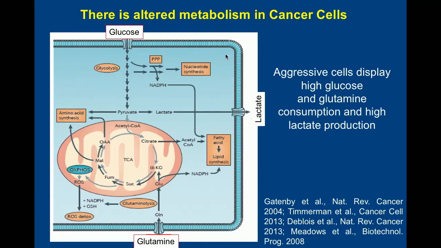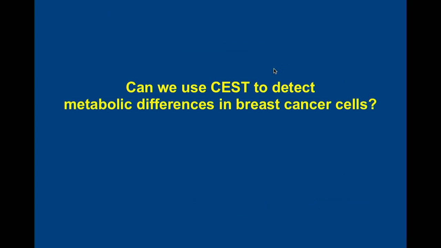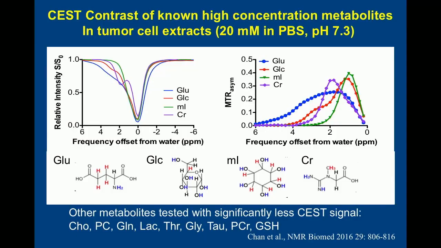In addition to excess mobile proteins, there are also other metabolites that are altered in cancer cells. And of course, this has been studied for a long time with magnetic resonance spectroscopy, which has allowed the detection of different metabolites, particularly the cholines. However, there are major sensitivity limitations in MRS studies. And so what we were interested in is trying to look at whether or not we could detect metabolic differences in breast tumor cells using CEST.